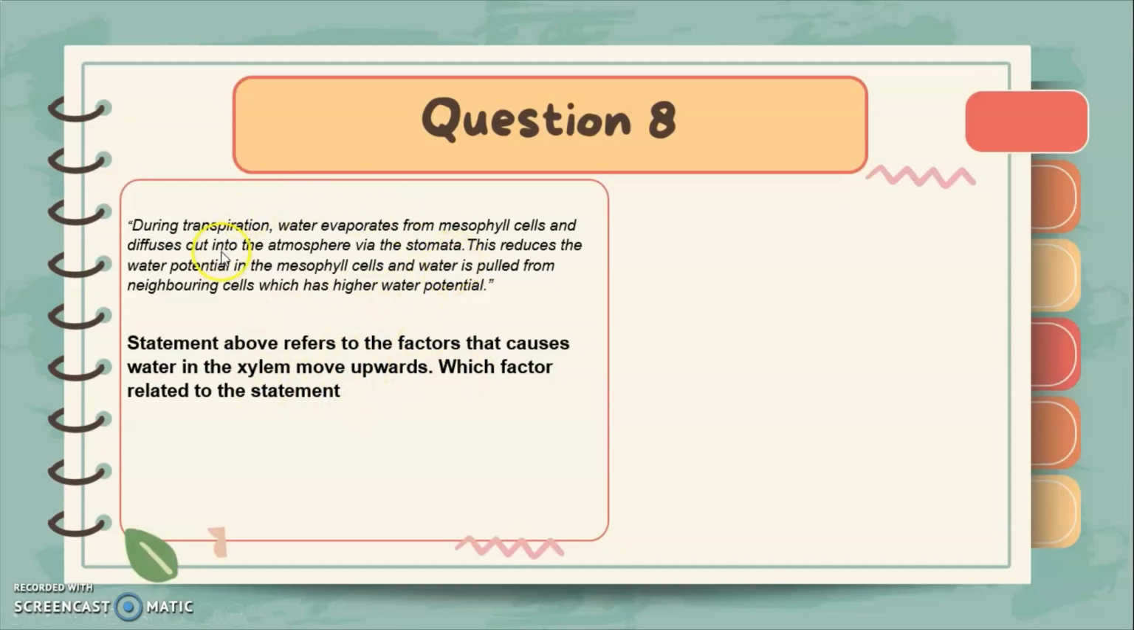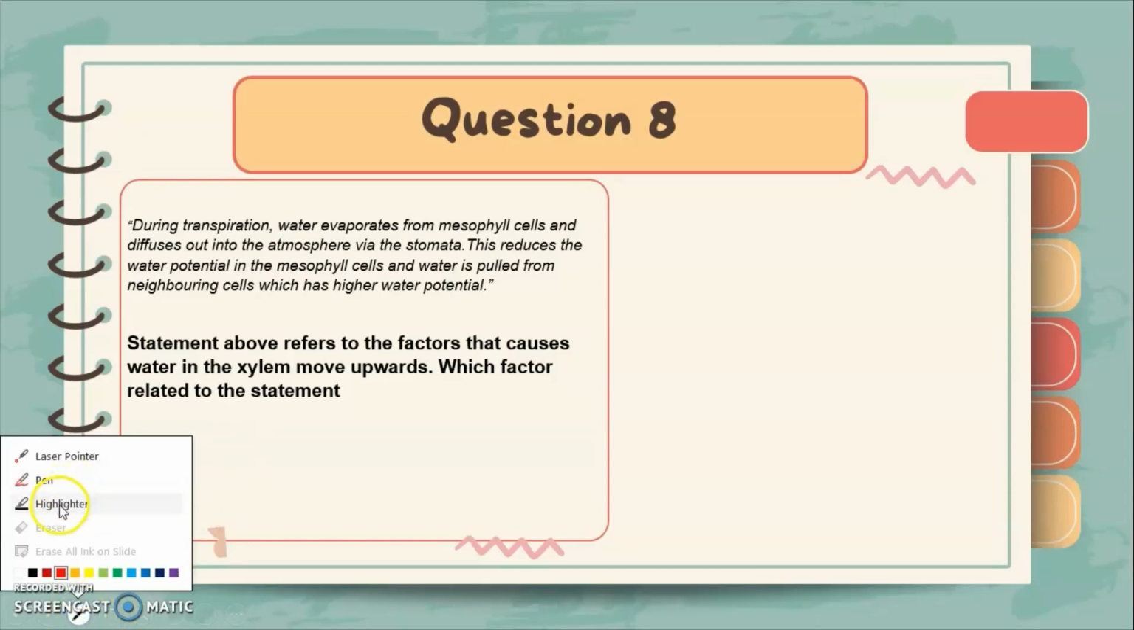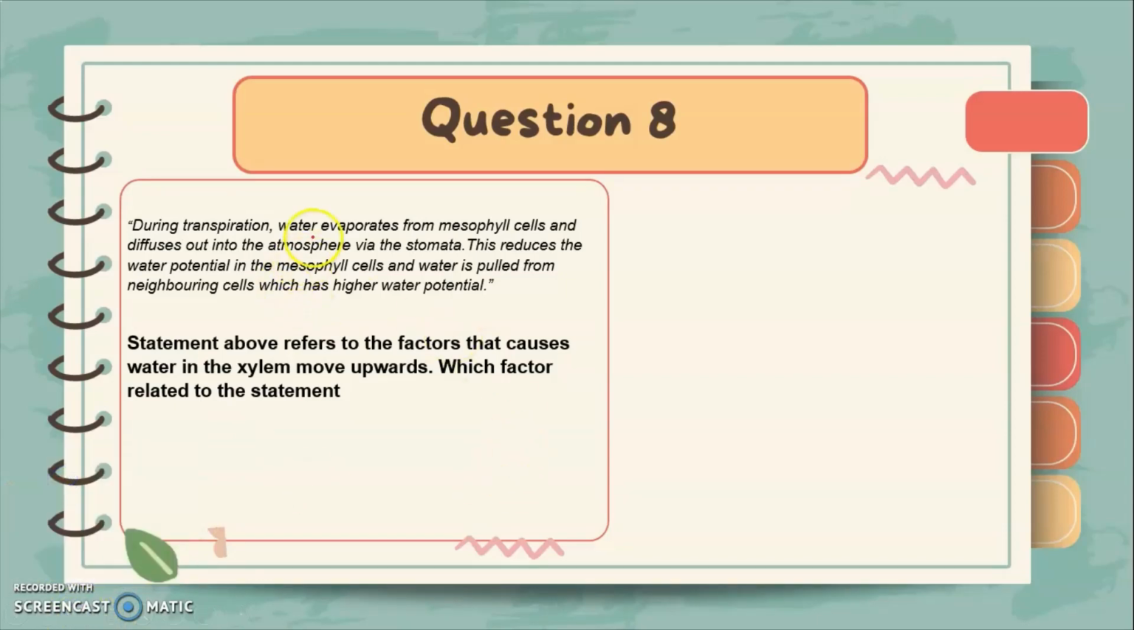So kita nak cari berdasarkan statement di atas ni, yang manakah bersesuaian dengan faktor-faktor yang akan ada pada pilihan jawapan. Alright, so kita tengok di sini. Untuk transpiration, seperti mana kita tahu, dia adalah proses yang melibatkan water evaporate. Water akan evaporate from mesophyll cell and diffuse out into the atmosphere. Dan clue yang obviously kita boleh nampak di sini adalah this reduce the water potential in the mesophyll cell. And the water is pulled from neighboring cell which has higher water potential.